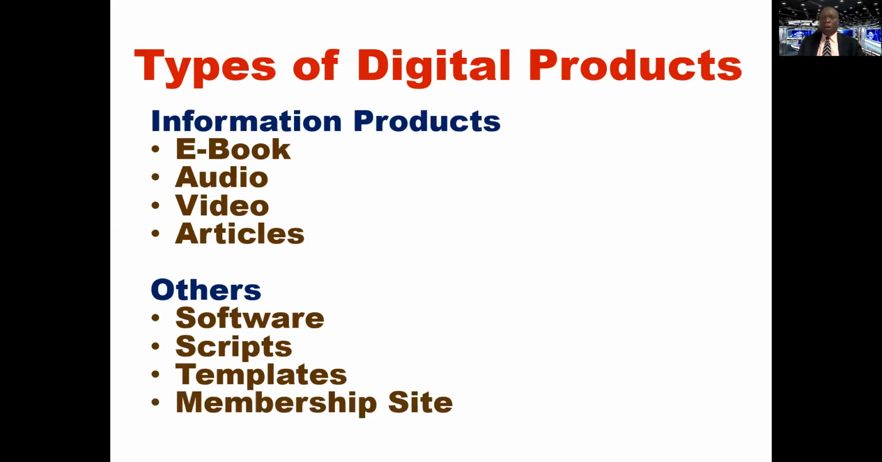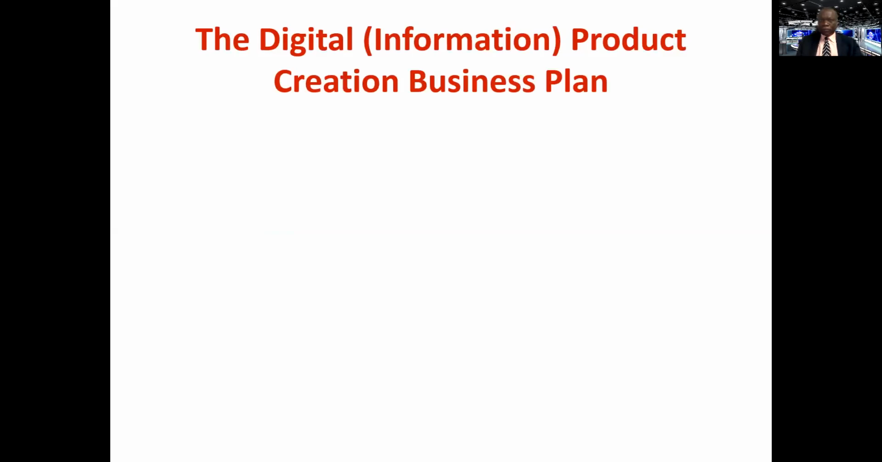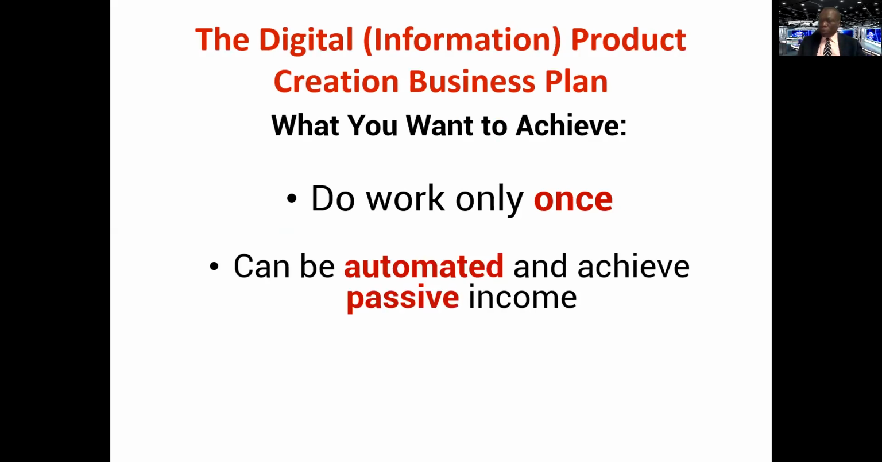I want to talk more about the information product side, the top 4: how to create an ebook, audio, video package, or articles that you can sell for good money. So we're going to focus on creating your own info product. So here's what I call the product creation business plan. What you want to achieve with it basically is you only do the work once. Your work can be automated and achieve passive income for you.